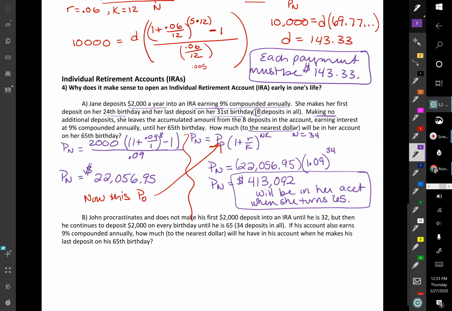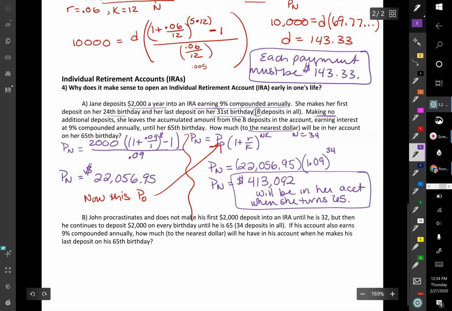Now, John procrastinates and does not make his first $2,000 deposit until he's 32, but then he continues every month until he's 65. So he's doing 34 deposits in all. If his account also earns 9% compounded annually, how much to the nearest dollar will he have in his account when he makes his last deposit on his 65th birthday? And you can figure out the interest for each of these. I don't have you do that, but you could compare, in that regard, how much they put in overall versus how much they got out. So Jane has the better deal.